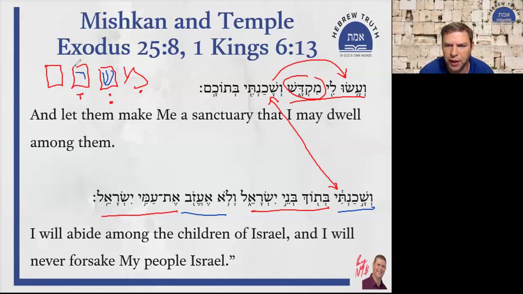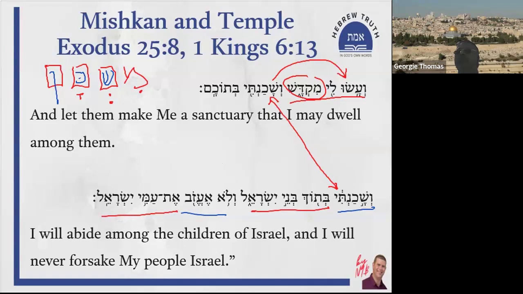We put the root shin, kaf, and nun into the pattern of the MIQTAL. So we had Mikdash and Mishmar and Migdal and so forth, and so we get the word Mishkan. Okay, Ve-asu li mikdash ve-shakhanti betochem, ve-shakhanti betoch bnei Israel, ve'lo e'ezov et ami Yisrael. So that is the connection between the purpose of the building of the temple and the tabernacle, both of these.